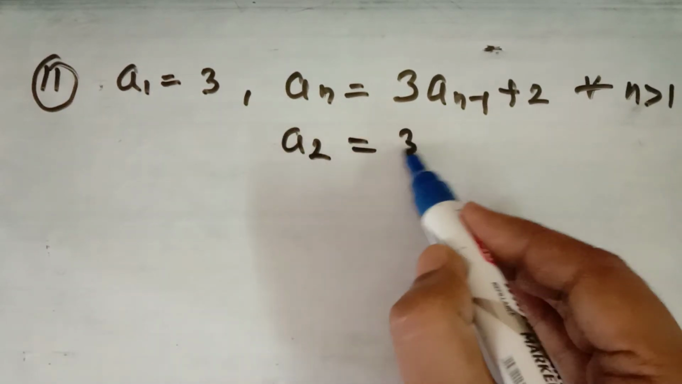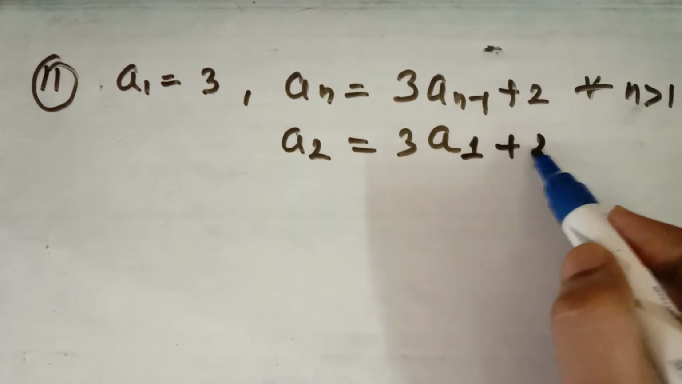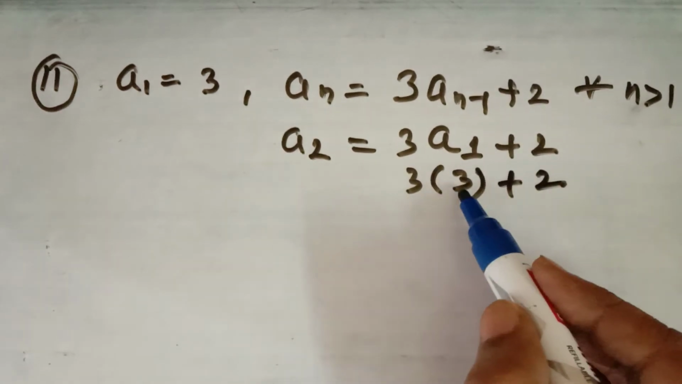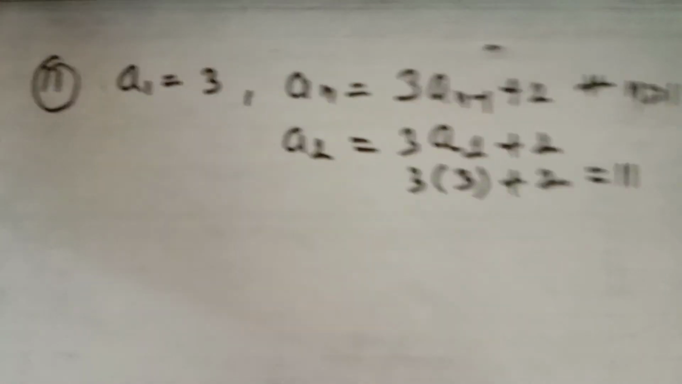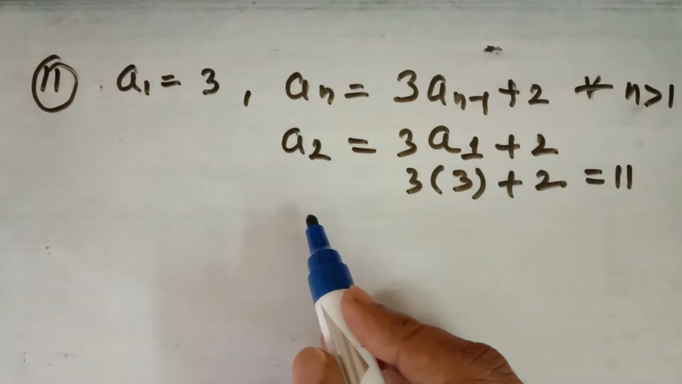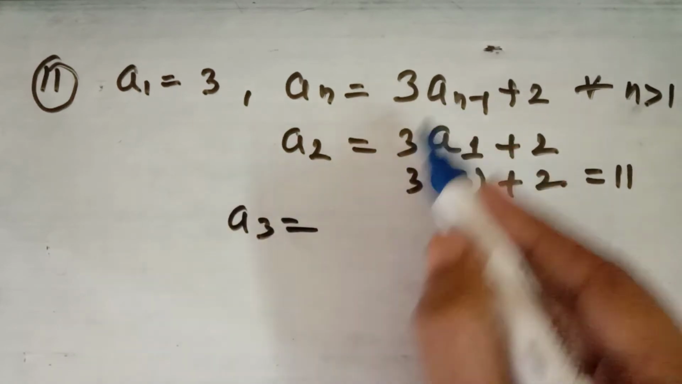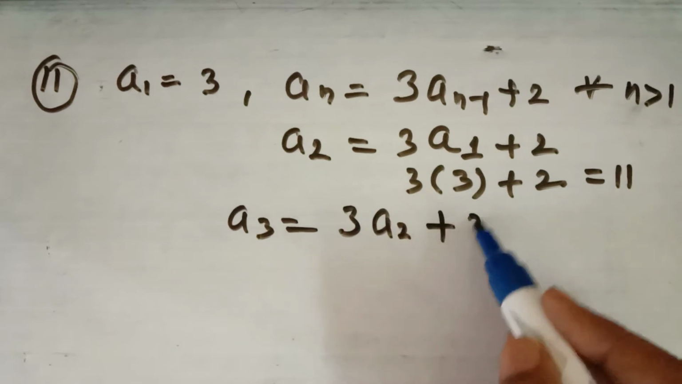So a2 will be 3 times a of 2 minus 1, that is a1, plus 2. It means 3 into a1, which is given as 3. So 9 plus 2, 11. So this is the second term. Now similarly you can find the third term. The third term will be 3 times a of 3 minus 1, that is a2, plus 2.